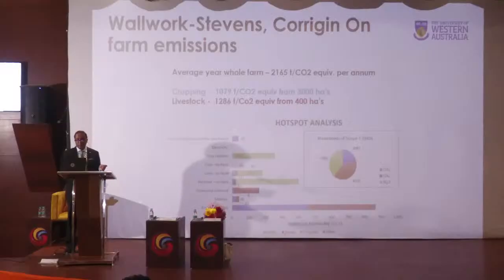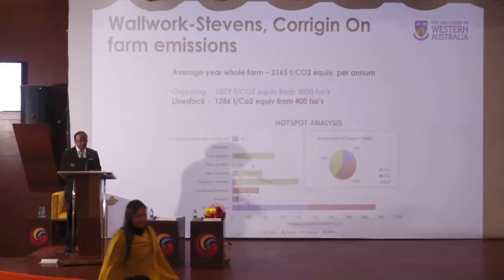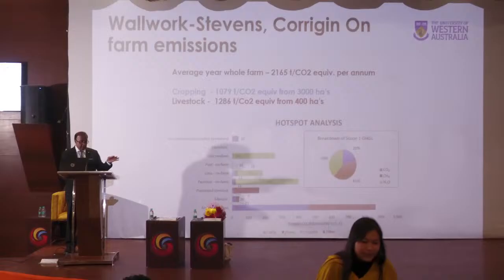So what has he found? In an average year, his whole farm emits about 2,165 tons of carbon dioxide equivalent per annum. This is a farmer who is estimating. Cropping is contributing about 1,079 tons of carbon dioxide equivalent from the 3,000 hectares. But the livestock is contributing more, 1,286 equivalent from 400 hectares.